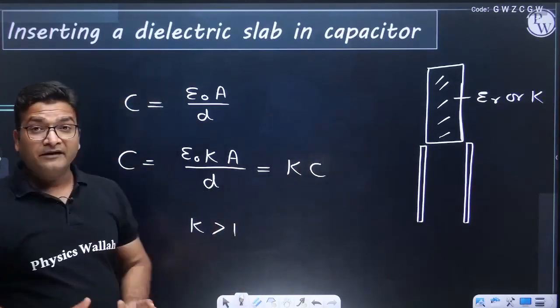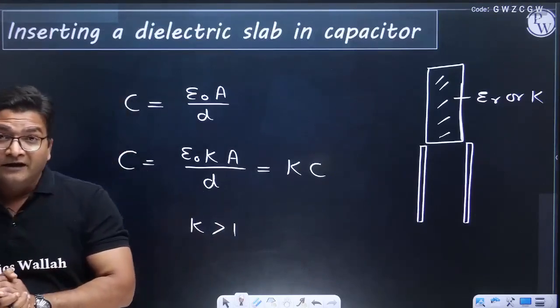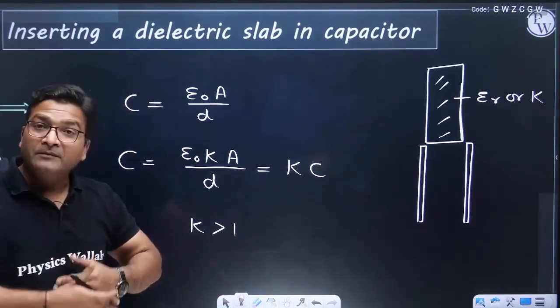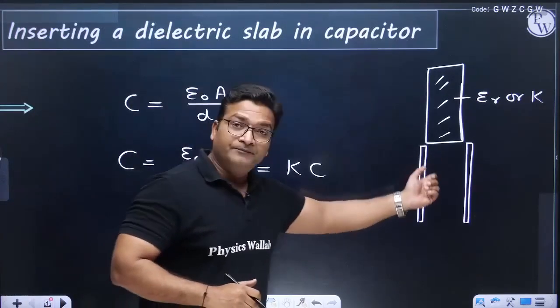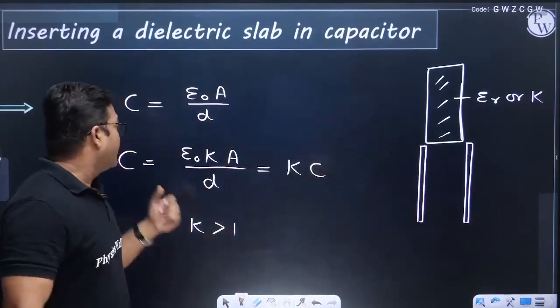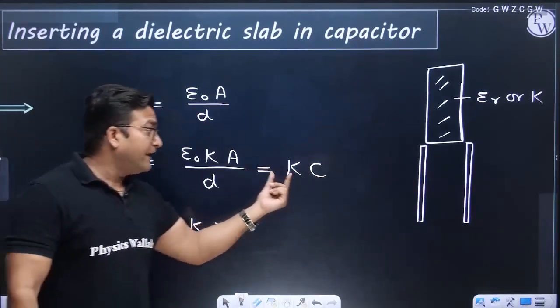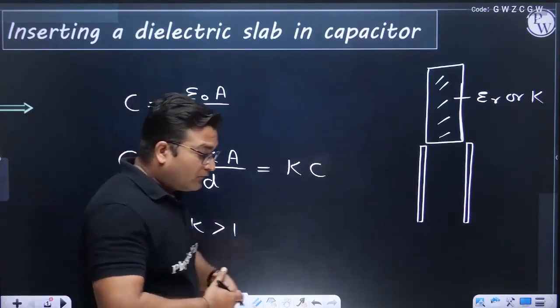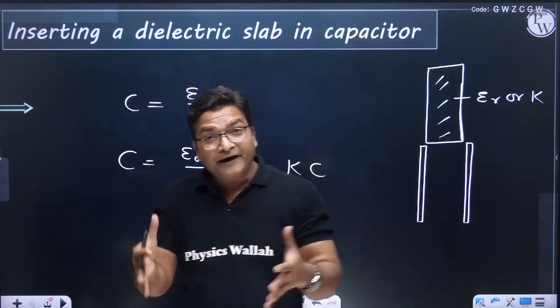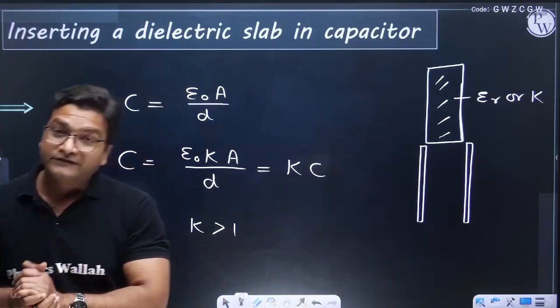So always remember, if a capacitor has capacitance C and you fill the gap between plates with a uniform homogeneous material or medium of dielectric constant K, the new capacitance becomes K times the old capacitance. Okay. So let us now learn what and how it affects the capacitor in circuits.